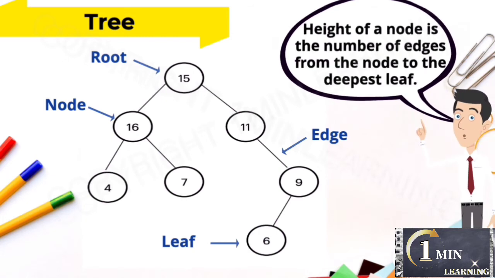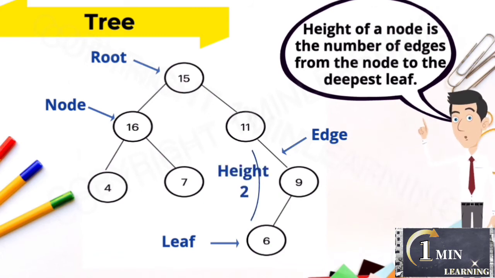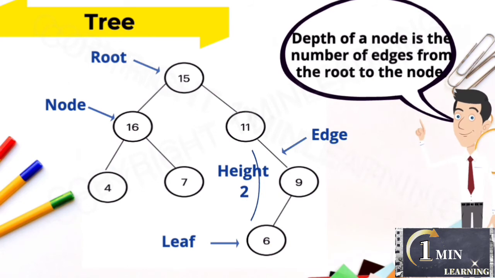Height of a node is the number of edges from the node to the deepest leaf. Height of node 11 is 2. Depth of a node is the number of edges from the root to the node. Depth of 11 is 1.